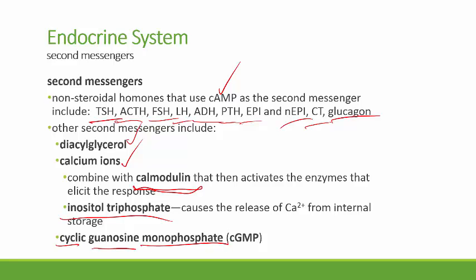guanosine monophosphate. So guanine and adenine are both nucleotides used to build nucleic acids, and adenine is the base molecule of adenosine triphosphate. Guanine can be used to build a similar molecule with a single phosphate group attached to it, and it can be produced in cyclic form, so that's cyclic guanosine monophosphate. Okay, so that's just some of the idea of the different kinds of second messengers that may be used in cells.